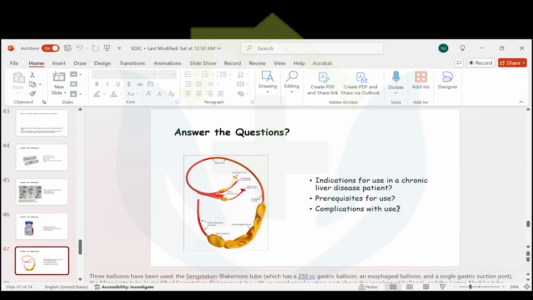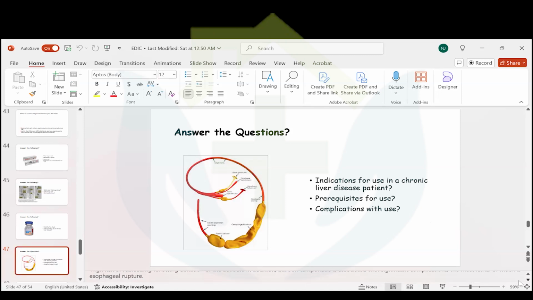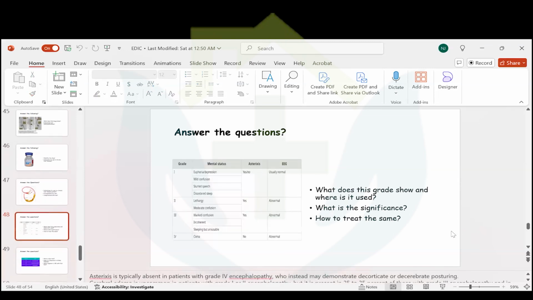Yes. And what would be the complications that you would be looking at? Ulceration, perforation, infection of the esophagus. Aspiration. Mediastinitis, yeah. So esophageal rupture is one complication which is extremely important here, right? Yeah. Okay. This is simple. You should all be able to answer it.